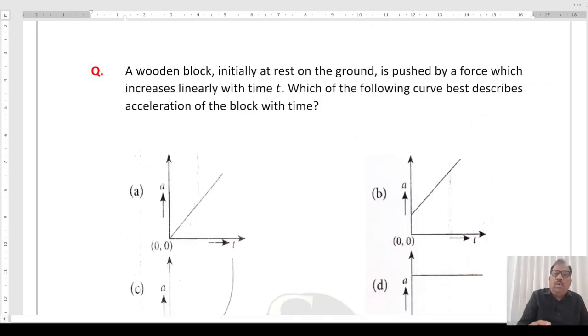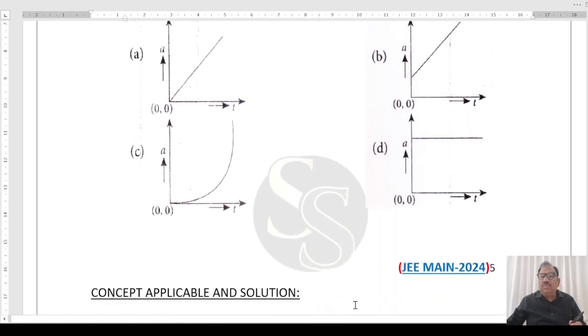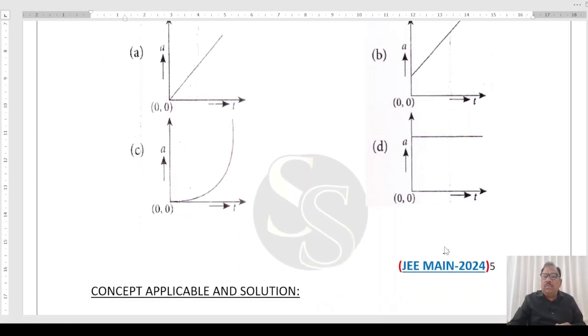Question is, a wooden block initially at rest on the ground is pushed by a force which increases linearly with time. Which of the following curves best describes the acceleration of the block with time? 4 options are given to you. One of the options is correct. Question is taken from JEE Main 2024.